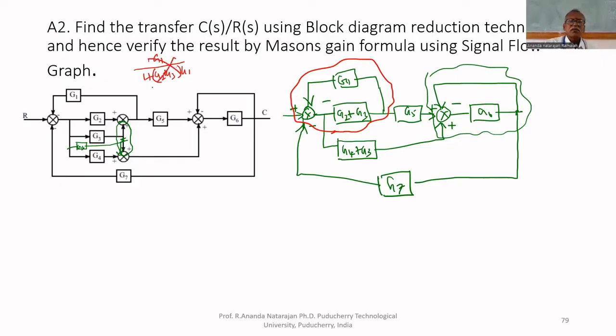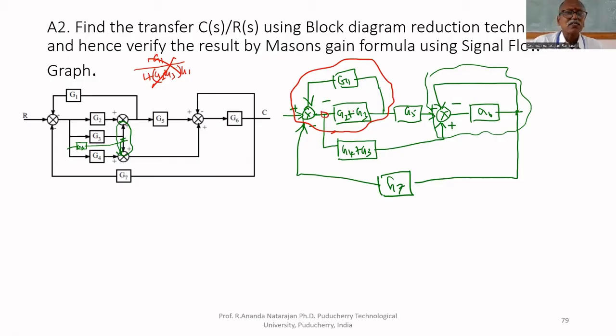This is wrong. Which is the forward path? G2 plus G3 is the forward path. G1 is the feedback path. That's why that should be in the denominator only. G2 plus G3 is in the numerator. But anyhow, now we cannot convert. We cannot apply the seventh rule here because of this takeaway point.